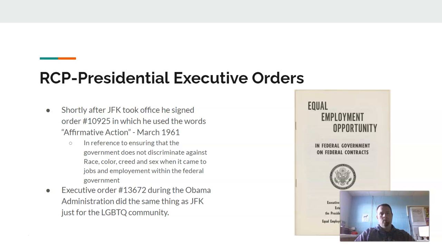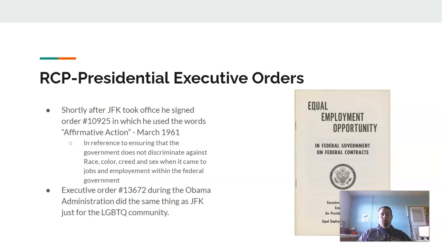Presidential executive orders. So JFK signed one. They just give them numbers, 10925. And this is actually the first executive order in which the words affirmative action are used. So that's why I found it to be important, because in some of the other executive orders, maybe written by the Obama administration, they don't necessarily mention the words affirmative action. 1961 is when JFK first wrote that in his executive order, and that was in reference to ensuring that the government does not discriminate against people of race, color, creed, and then added this other element of protection within jobs and employment within the federal government.